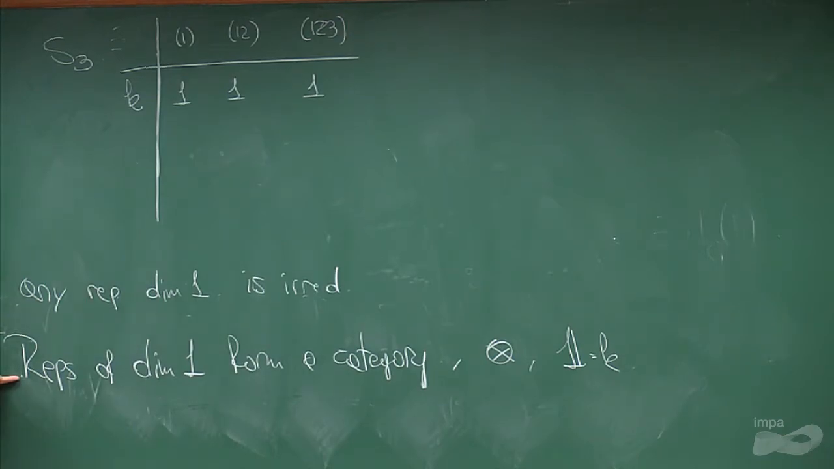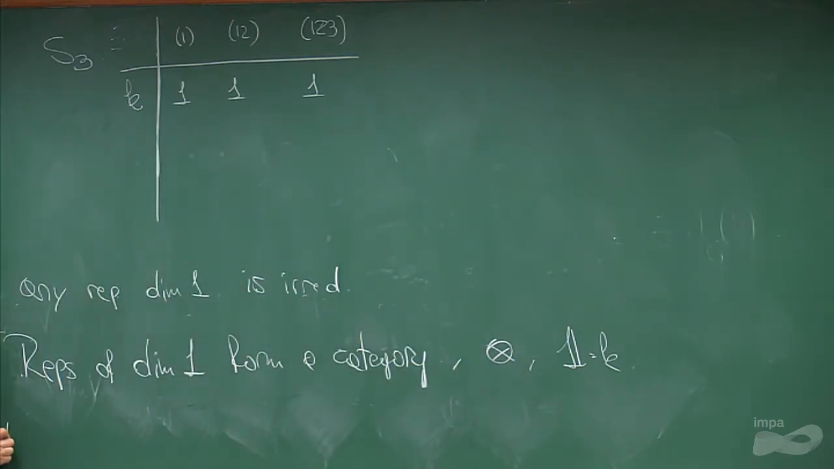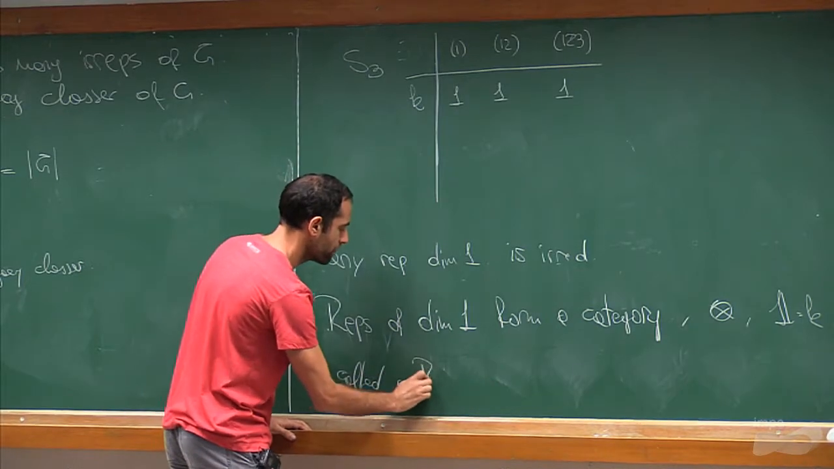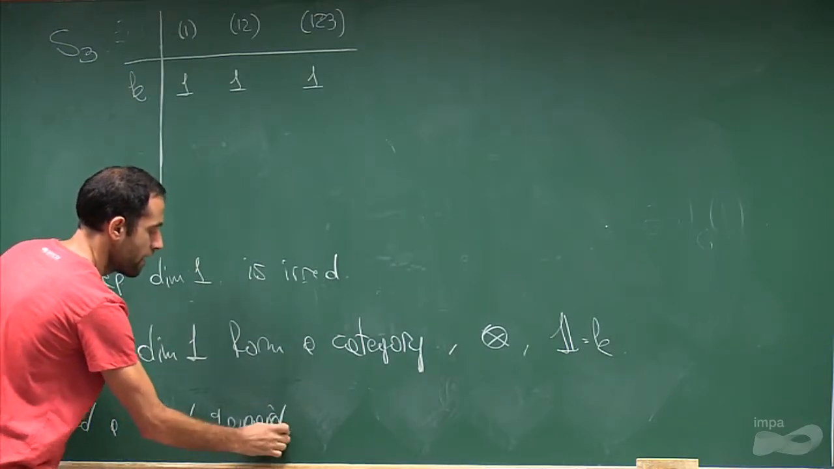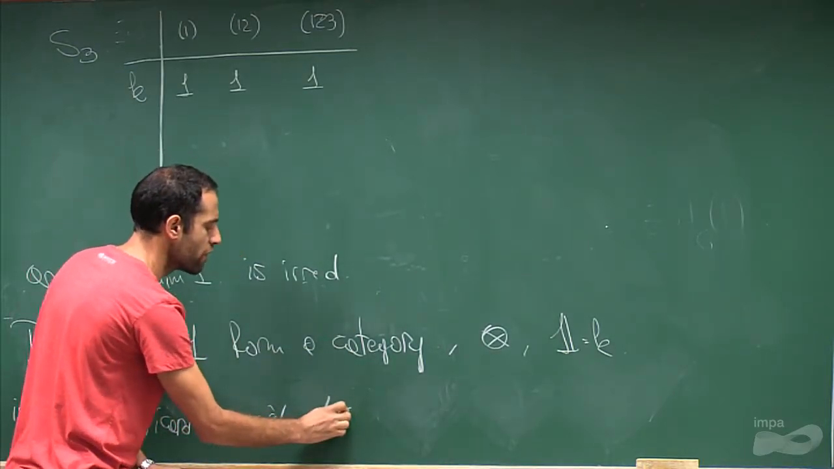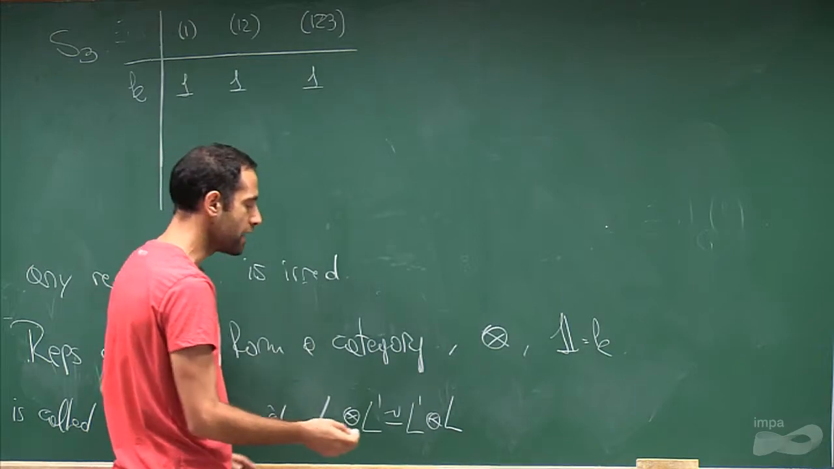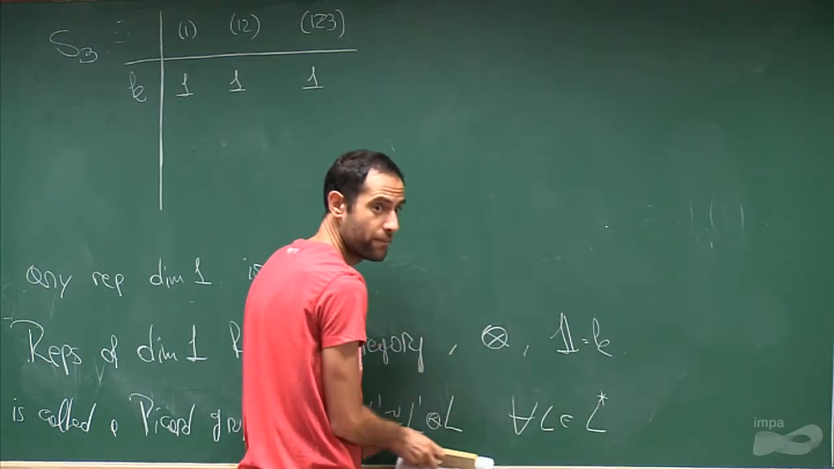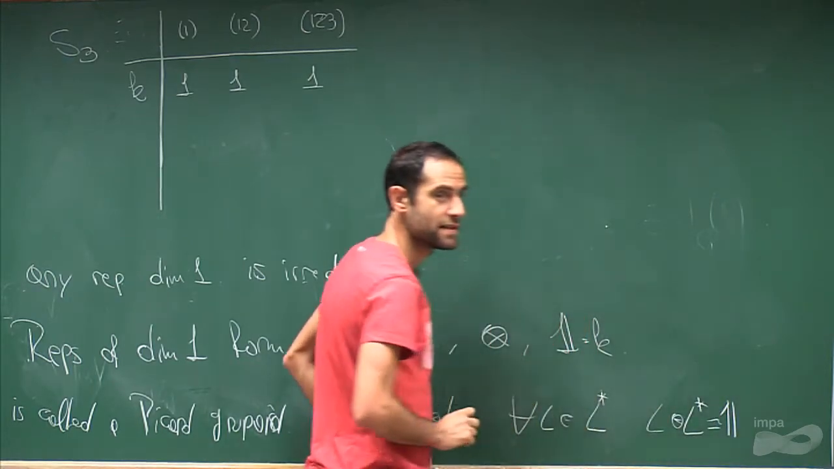And the good thing about this is, I wonder, is a category like this, which has a tensor product and a unit, called a groupoid, a Picard groupoid, if it's commutative. Namely, if you have two representations of dimension 1, L tensor M is isomorphic canonically to M tensor L, and for every L there exists another representation that I'll call L star, such that L tensor L star is the unit. So it's invertible.